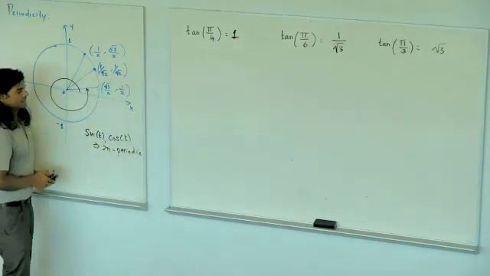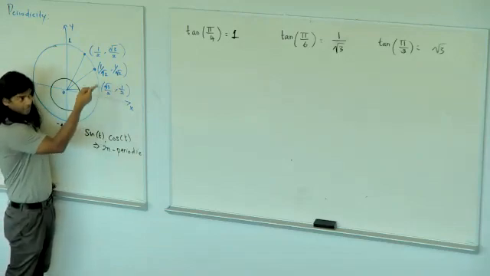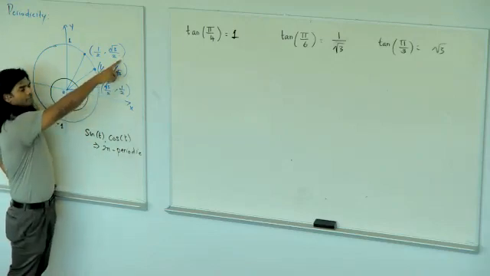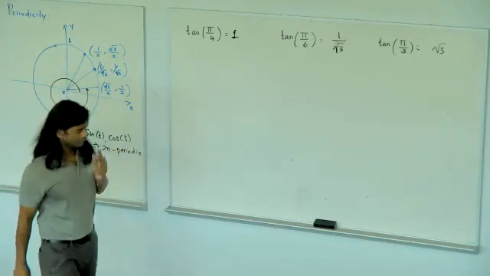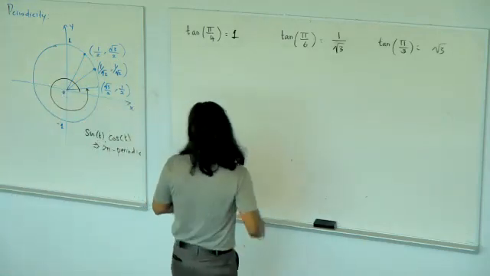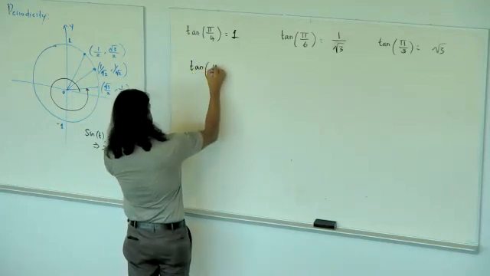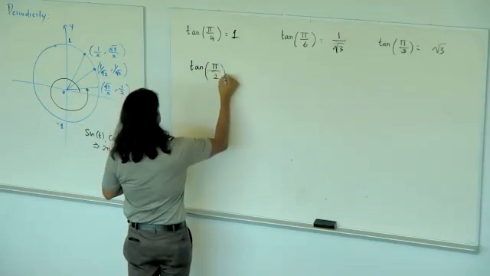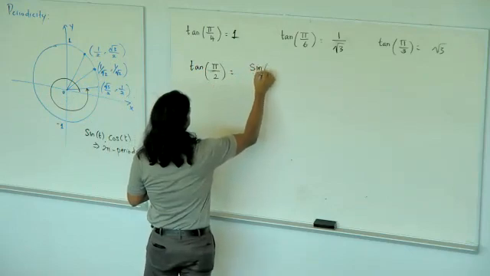For 30 degrees, 1/2 divided by square root of 3 over 2 is 1 over square root of 3. Square root of 3 over 2 divided by 1/2 is square root of 3. Using the same logic, we want to find tangent of pi over 2.